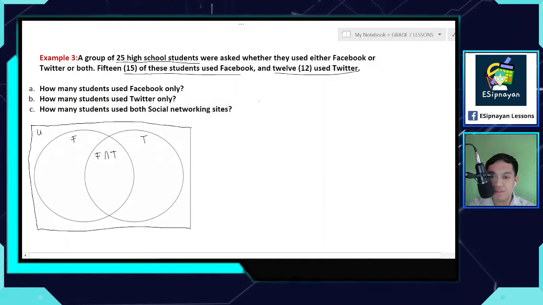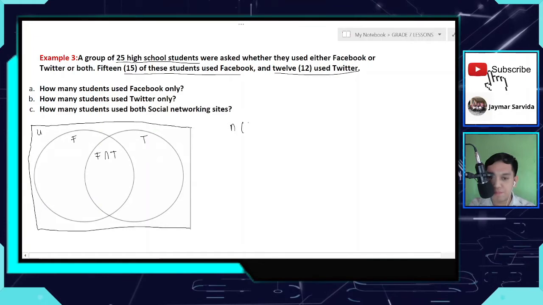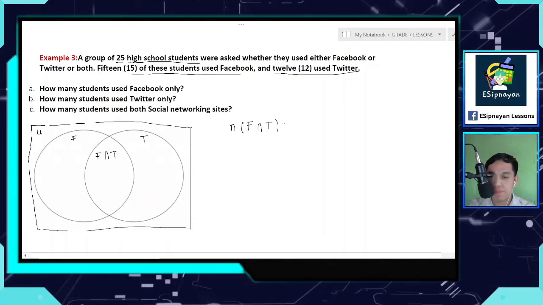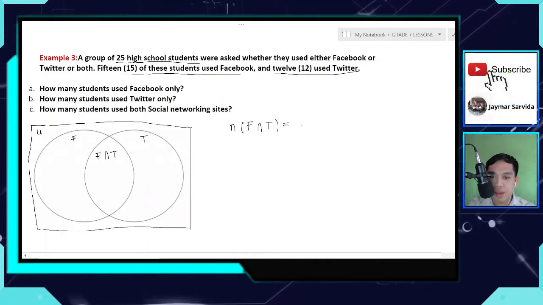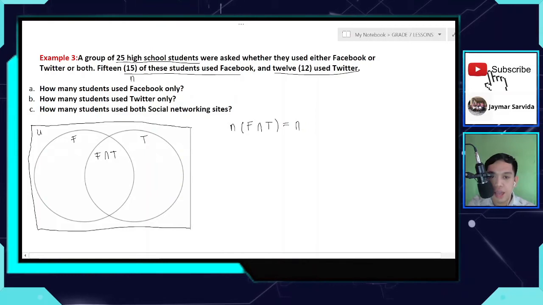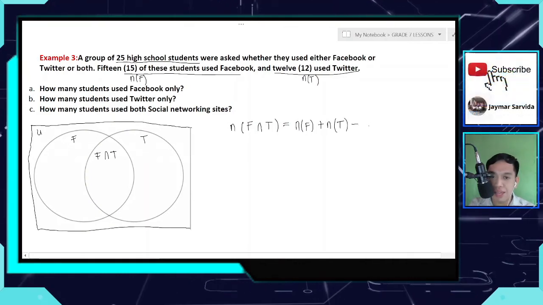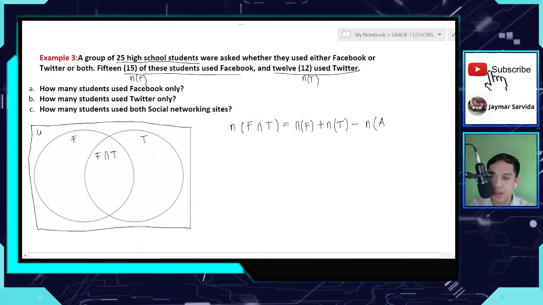So dito, yung ating operation is, that is N, the number of elements of F intersection T, is equal to N of F, yung sa Facebook natin, plus N of T, minus yung ating N of F union T.